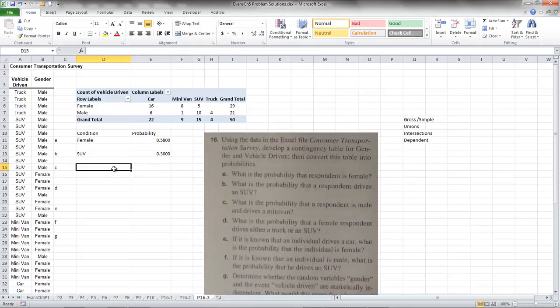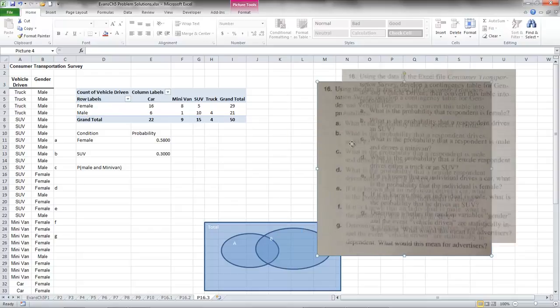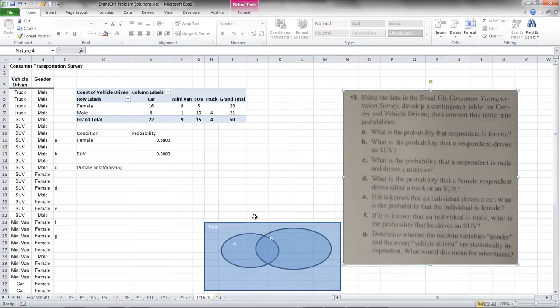Okay, so the next thing that we're looking for is what is the probability that a respondent is male and drives a minivan. So we're looking for the probability of male and minivan, the manly minivan. Okay. So what is that probability? Well, one thing we can do, I'm going to move the questions aside just a sec here, and use these drawings. These drawings illustrate a little bit about what's going on there.